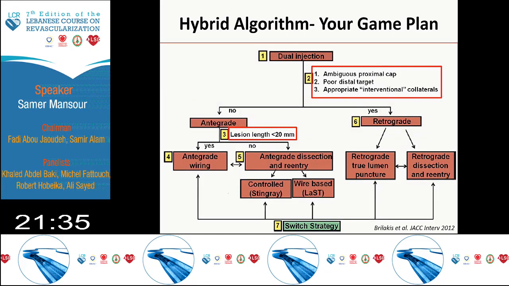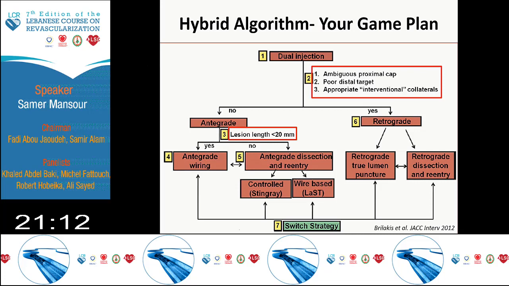Those points are putting all together. Brigalis published the hybrid algorithm in the JACC in 2012. The most important part, and we see it a lot: based on the diagnostic angio, you think that this CTO is a 40 millimeter length CTO. You do a dual injection, and then you see that that CTO is maybe 15 or 20 millimeters of length.